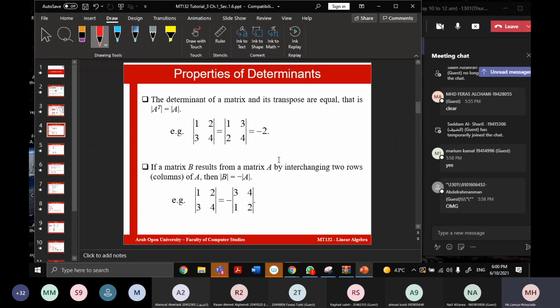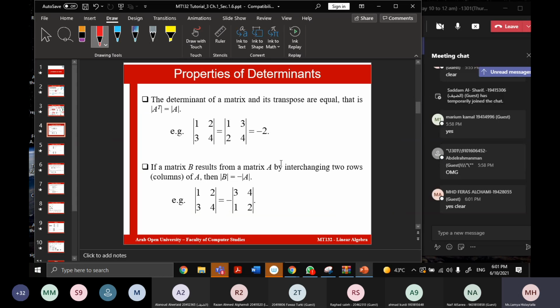Okay. Now, we will have some properties that will make finding the determinant easier. What are the rules? I'll tell you. Now, look at this matrix. What is the determinant of this matrix? It's 2 by 2, so 1 times 4 minus 6, which is minus 2.